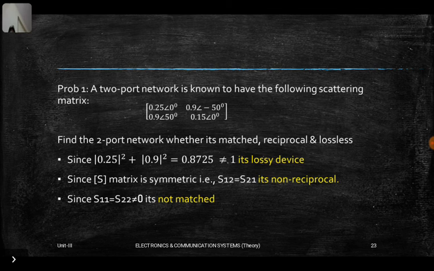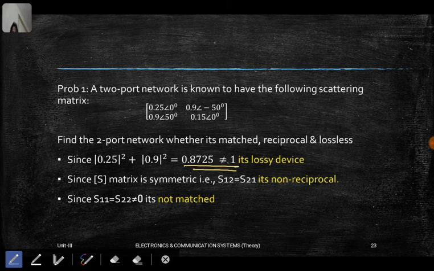Take the first row, the magnitude of the first element squared plus the magnitude of the second element squared. If this is not equal to 1, then this is not a lossless device, it is lossy. So there will be some attenuation inside the device.